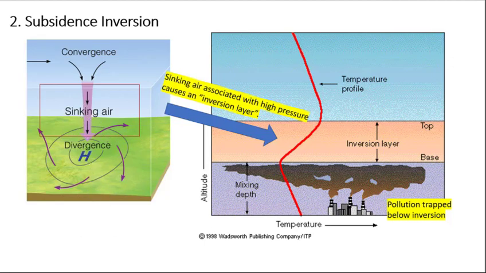The graphic on the right illustrates this. Notice that instead of the ground-based inversion, which is based at the surface, the subsidence inversion is based aloft, above the lower atmosphere. Typically, the base of the subsidence inversion, or where the temperature first begins to rise with height going upwards, is about 500 to 1,000 meters above the surface. The mixing depth is a term for the layer of polluted air beneath the inversion within which pollution emitted from the surface is trapped.